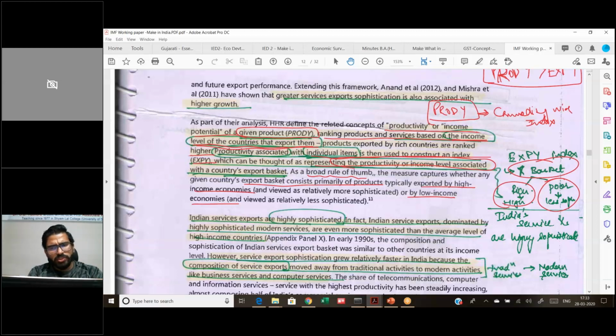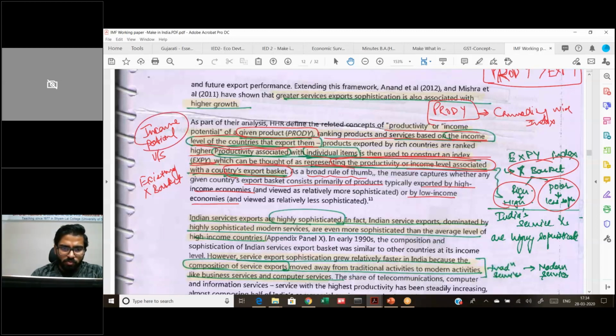Then the productivity associated with individual items is used to construct the EXPY index, which can be thought of as representing the productivity or the income level associated with the country's export basket. So essentially you are comparing the income potential that you can have versus the existing export basket situation. If the income potential of any particular commodity is more than that of the existing export basket productivity, then of course you should go for the production of that commodity.